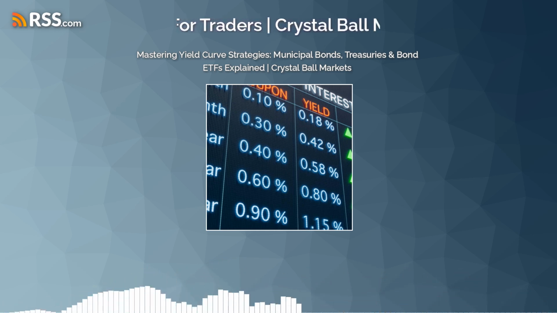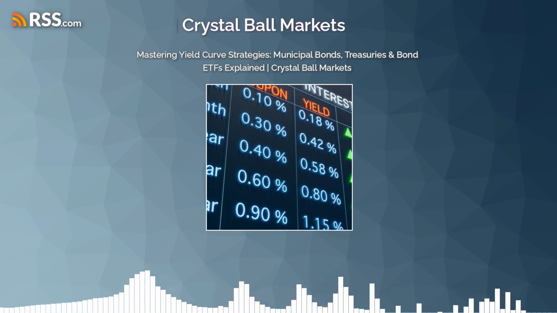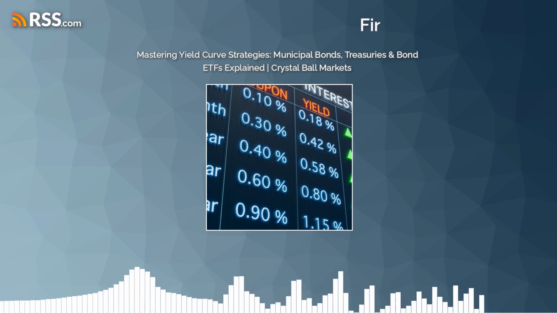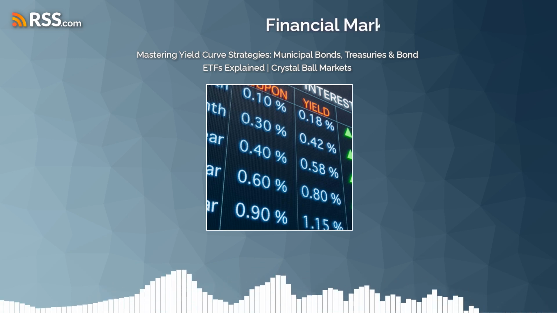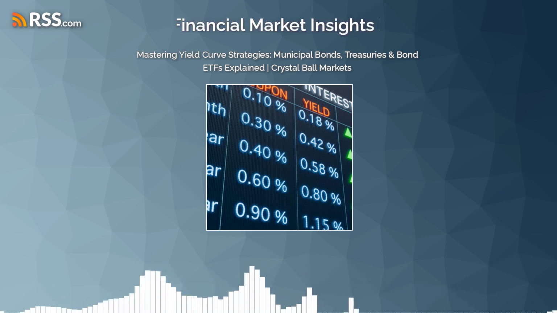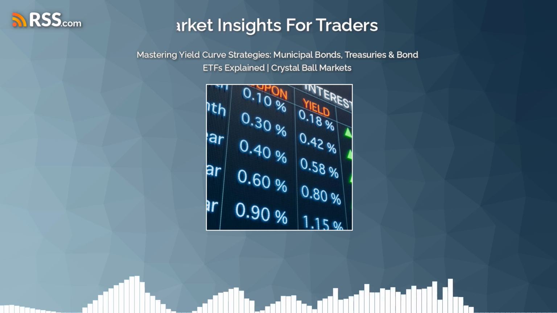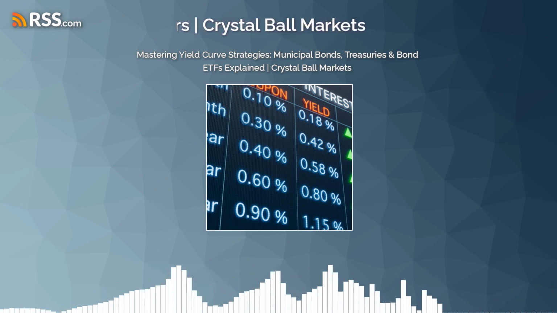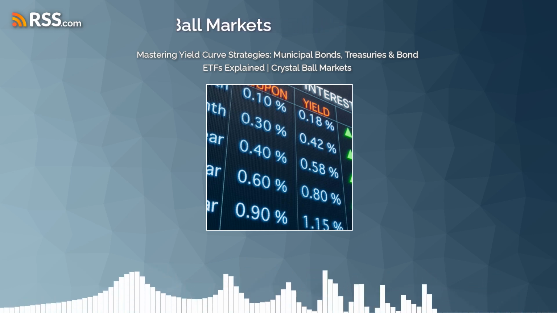You buy 5 bonds. One matures in 1 year, one in 2, one in 3, one in 4, and one in 5 years. Each year, one bond matures. You take the proceeds and reinvest them in a new 5-year bond. What happens? You get steady annual cash flow, and over time, your ladder keeps rolling forward.